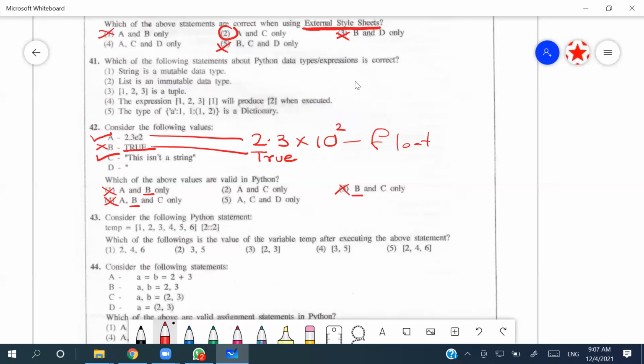And D, just the double quote won't give you an empty string. At least you should have two double quotes or two single quotes, right? So this is just a double quote.